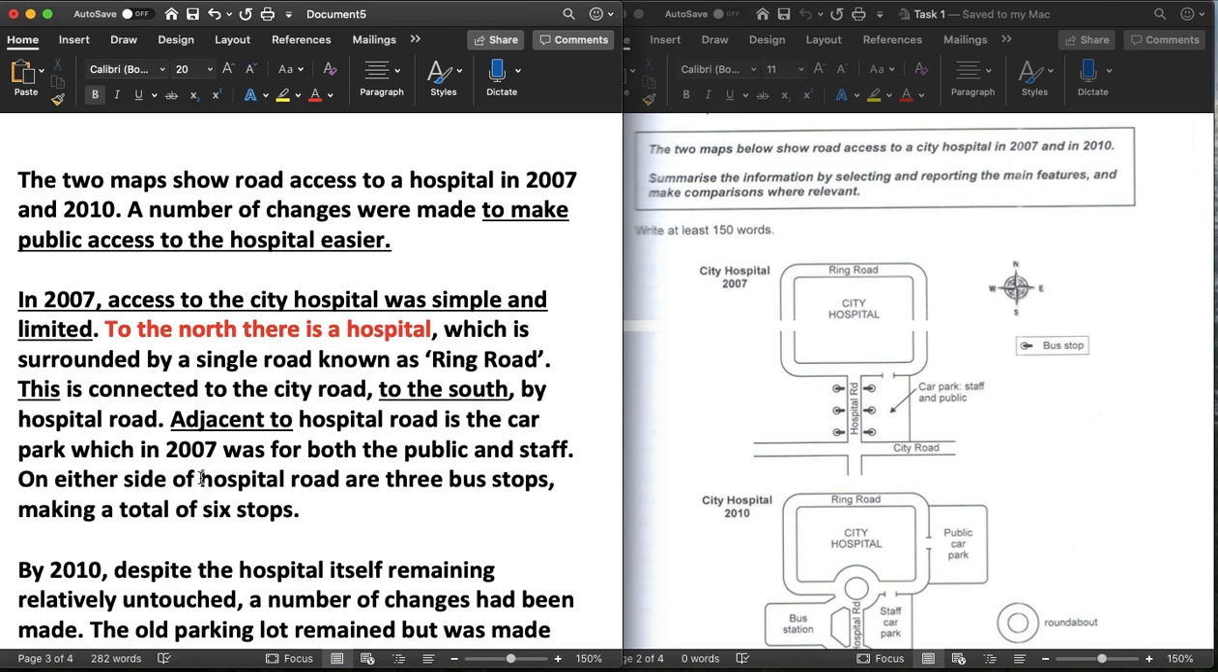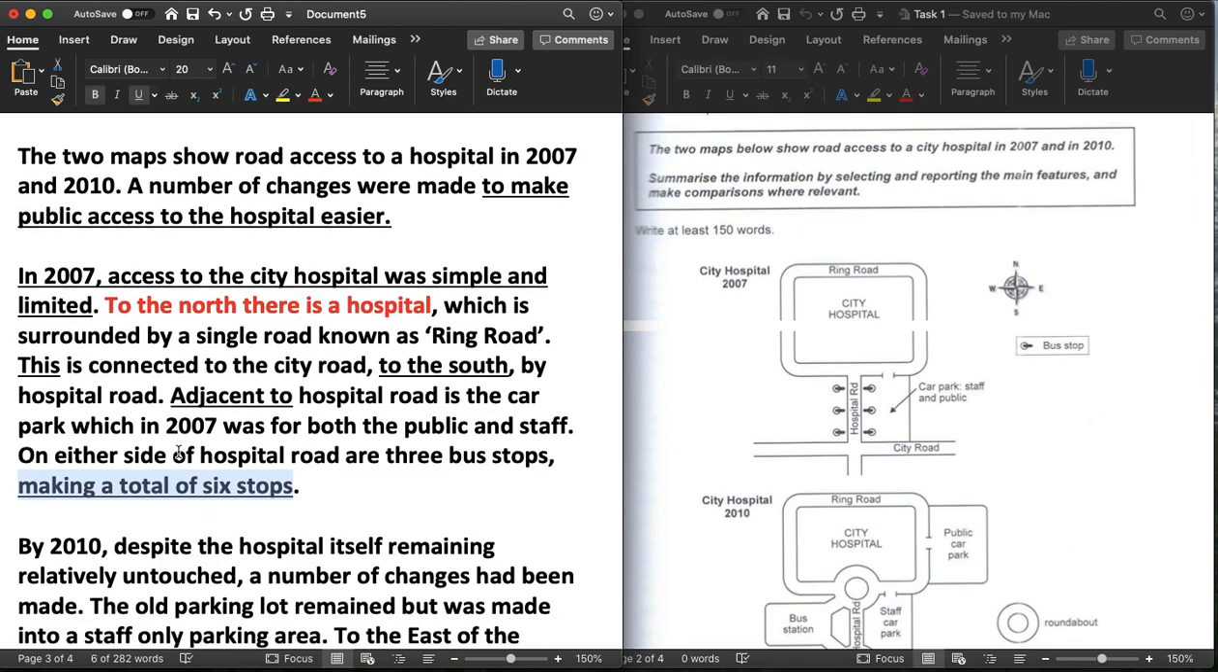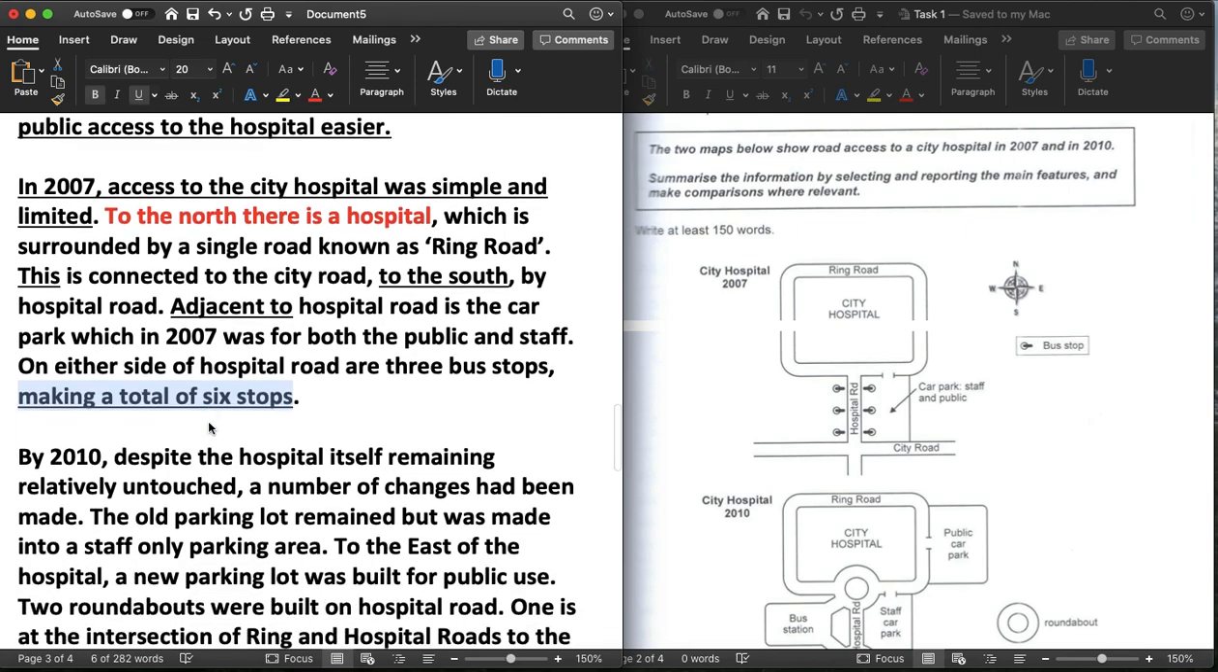On either side of Hospital Road are 3 bus stops, comma. So I said there's 3 bus stops on either side, which makes a total of 6 stops. So again, if you see the other videos, I love to use these participle clauses. Take a look at the other videos. They really show you how to do it.